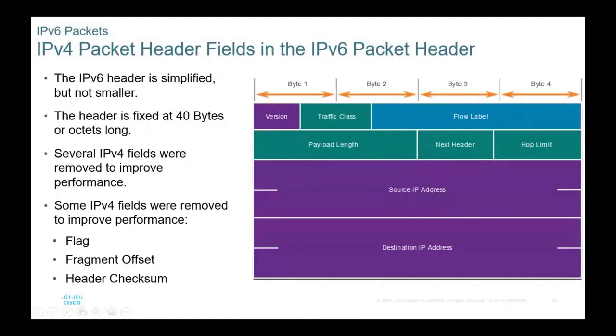So it's still got headers, but the header is bigger because there's more room needed for the IPv6 source and destination addresses. IPv6 is simplified but not smaller. The header is fixed at 40 bytes or octets long. Several IPv4 fields were removed to improve performance, such as the flag, the fragment offset, and the checksum.